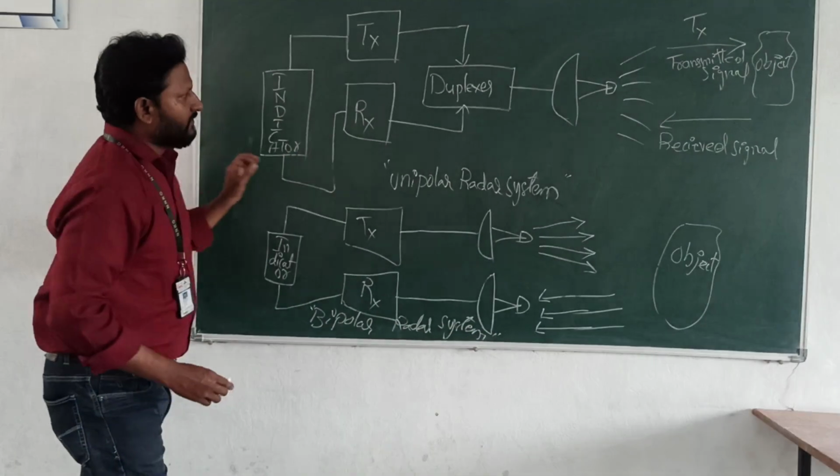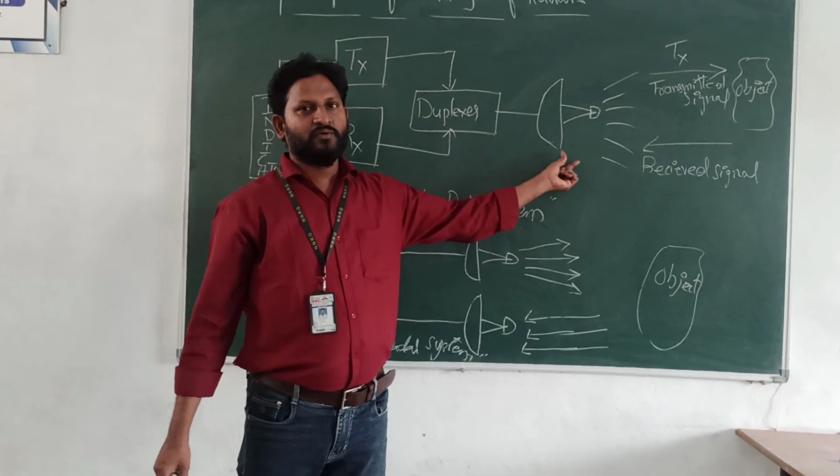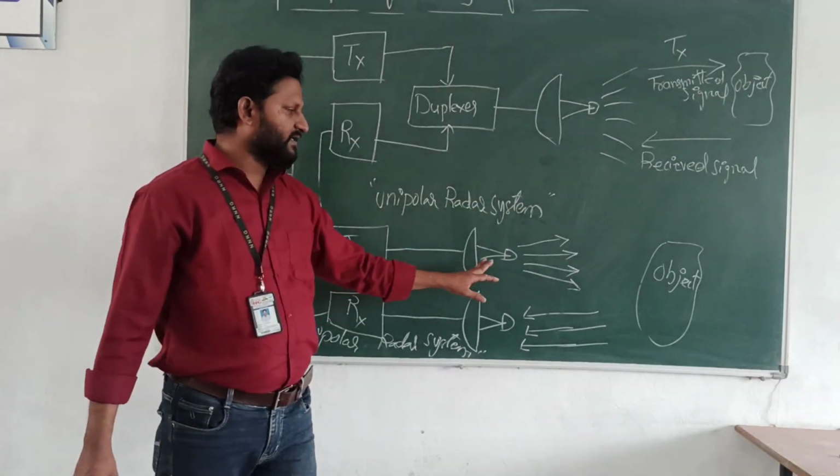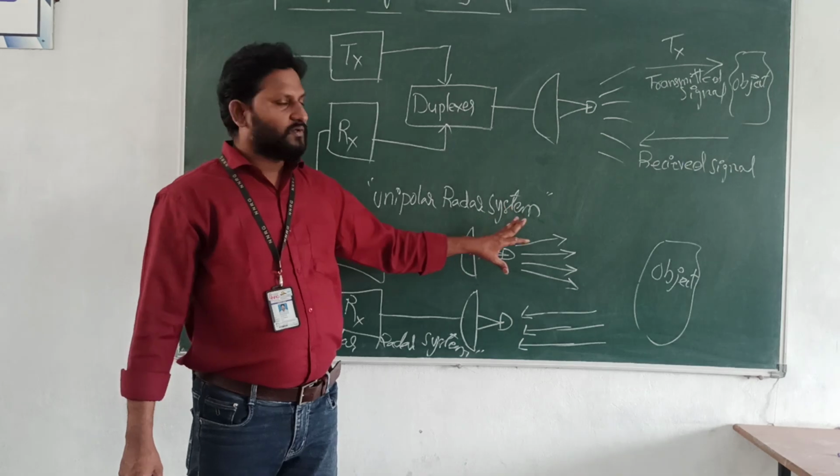So in the unipolar radar system we are using only a single antenna. In the bipolar radar system we are using two antennas to detect the object.